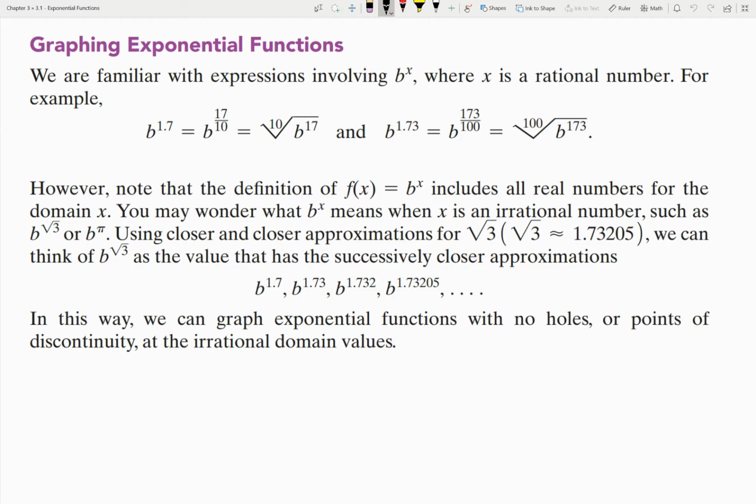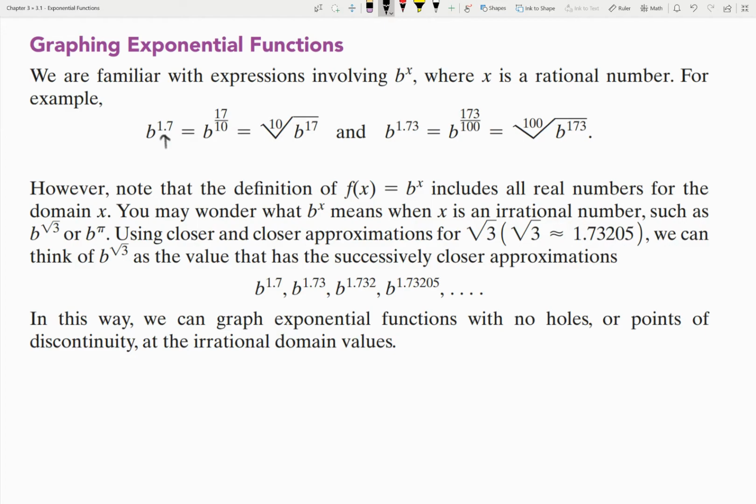So you should be familiar with expressions involving b to the x where x is a rational number, like an integer or a decimal like 1.7. If you wanted to evaluate b to the 1.7 and you didn't have a calculator that had a button, you could turn it to a fraction, 17 over 10, which means it's the 10th root of b to the 17, and so on and so on.